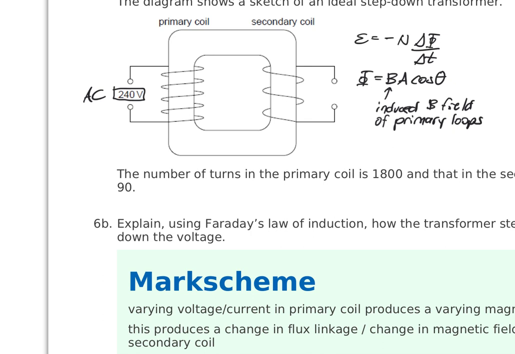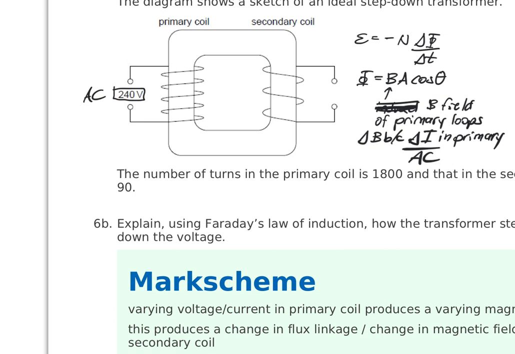I should actually, it's not really, that's getting confusing. I'm going to take out the word induced there. Just the magnetic field of the primary loops, that is changing because the current in the loops is changing. There's a change in current in the primary, and the reason why there's a change in current in the primary is because it's an alternating current circuit.